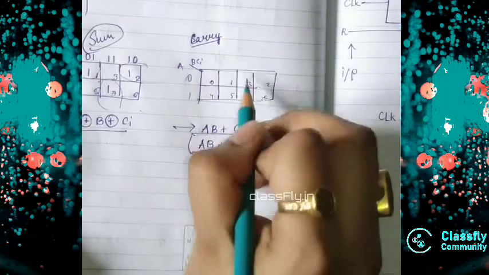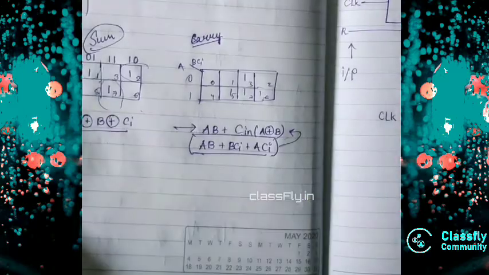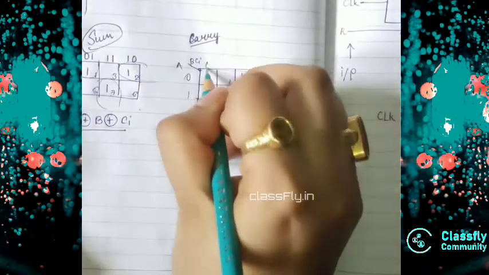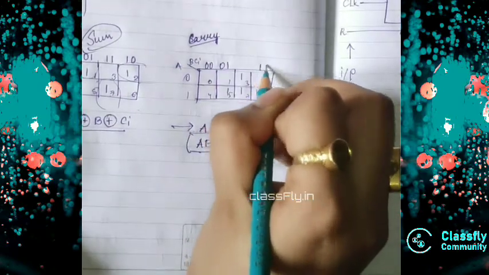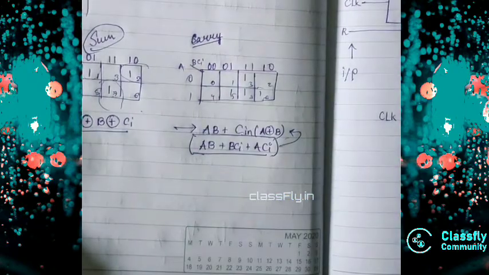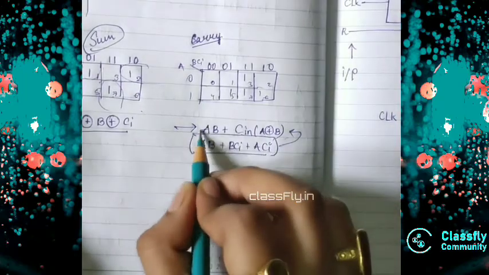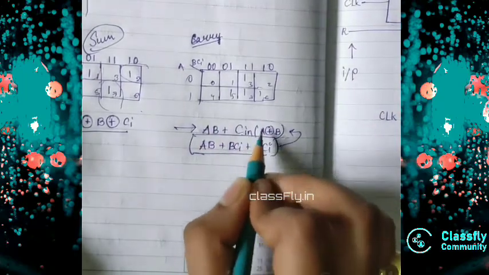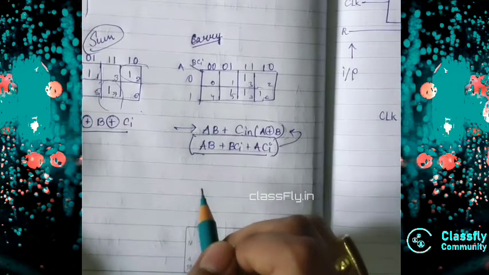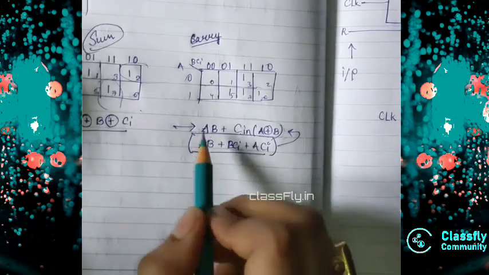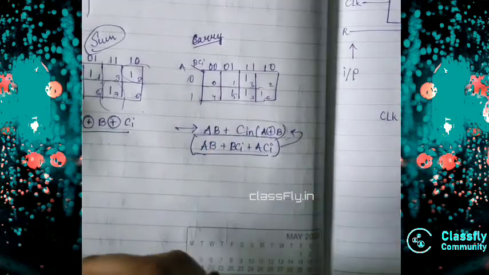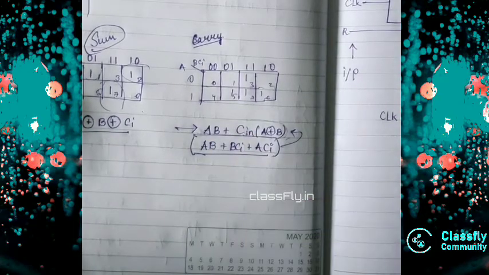Okay, so what was 1 1 1? One zero one one. Okay, it happened, right? So what I will do now, I will have to bring this one, right? AB plus Ci (A XOR B). So I will bring this equation with the K-map here.